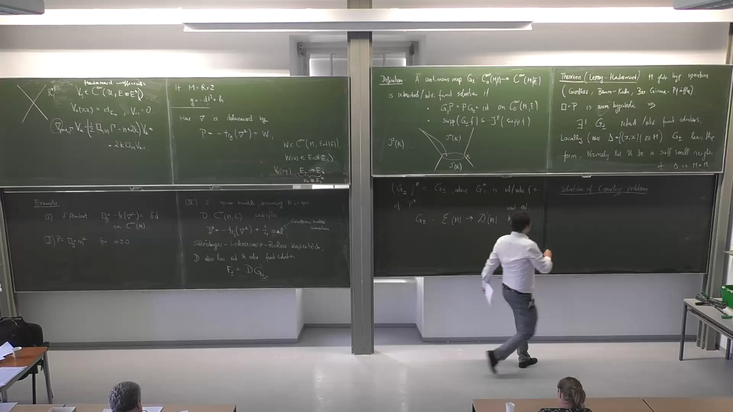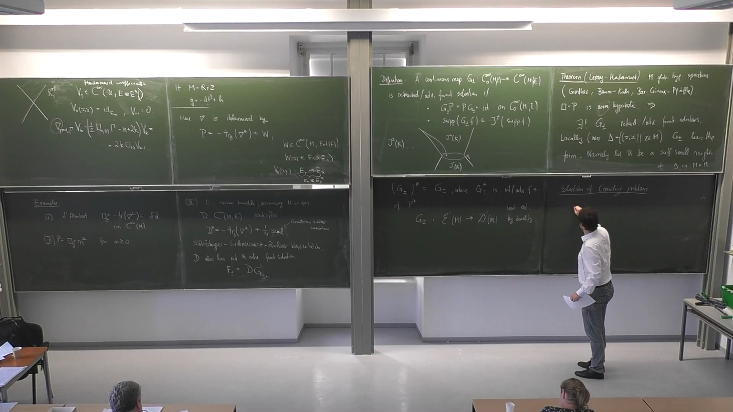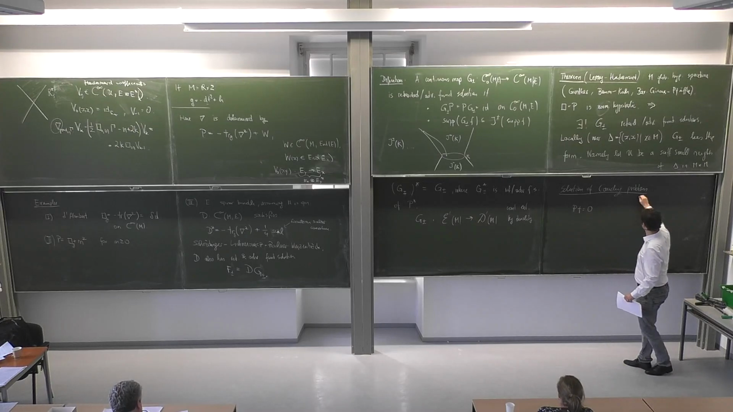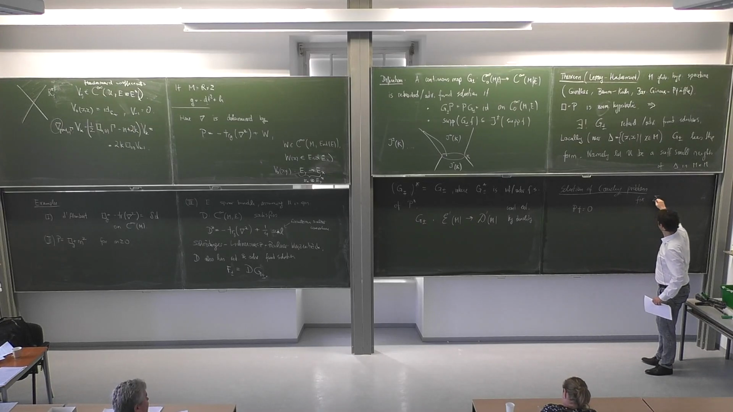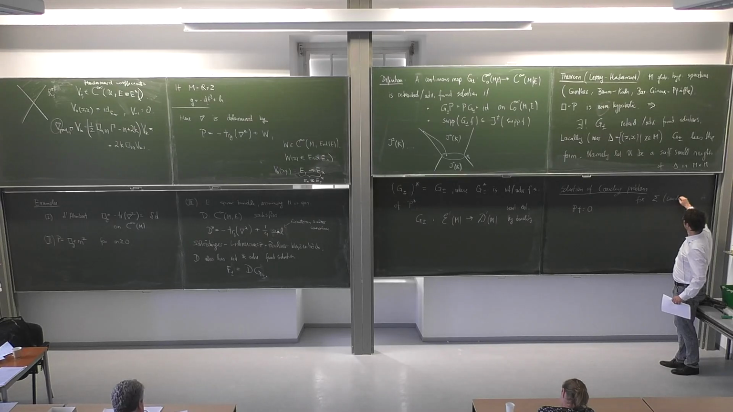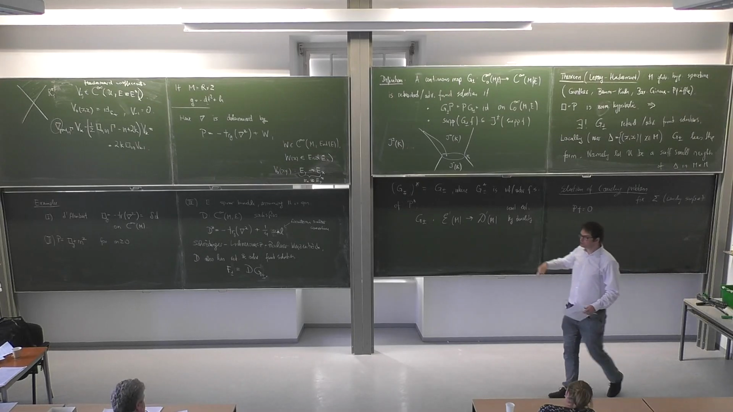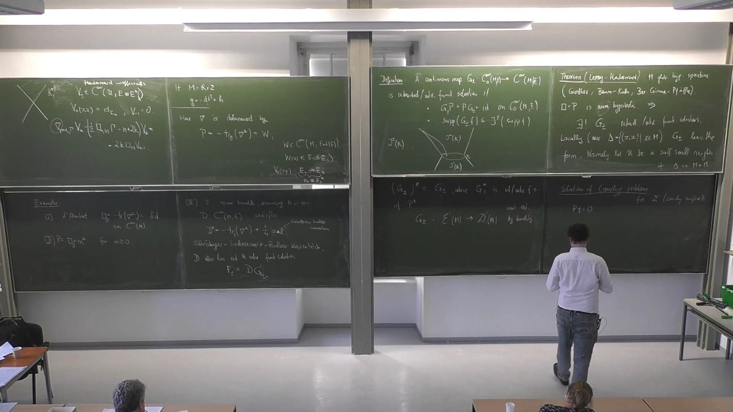So what's the Cauchy problem? I want to solve P f equals 0, and I give myself initial data. So this time I fix a Cauchy surface, sigma the Cauchy surface. For the Cauchy problem, you see I need a Cauchy surface to state it, but the G's are independent of any Cauchy surface.